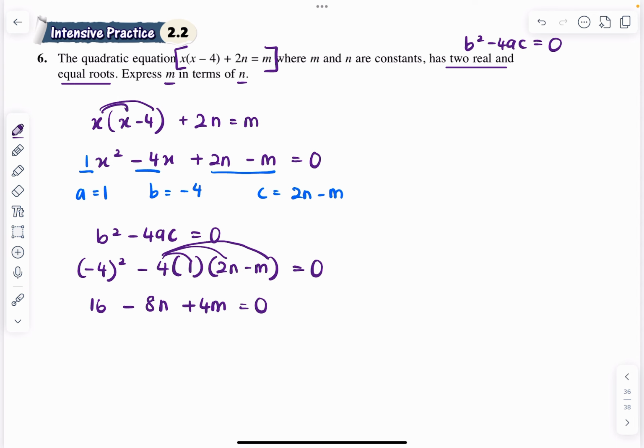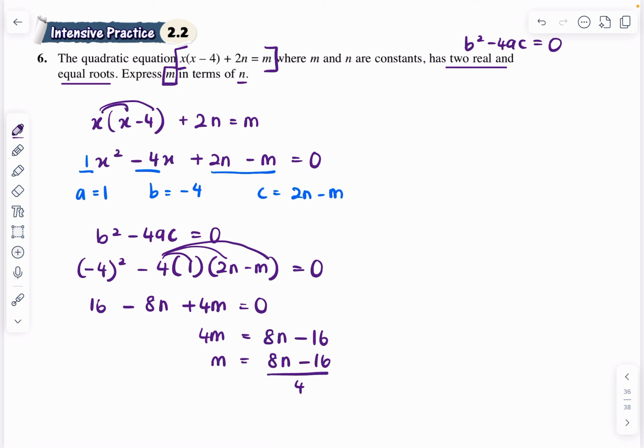Then we have to express m in terms of n, right? So we must make m the subject. So for m we leave it here. The rest we bring it over. So negative 8n will become positive 8n. 16 will become negative. Therefore m is 8n minus 16 over 4.